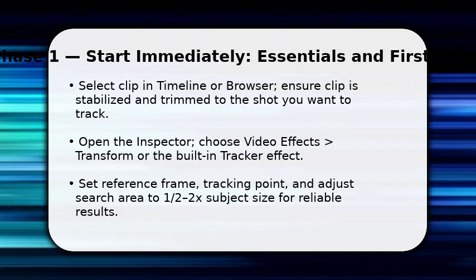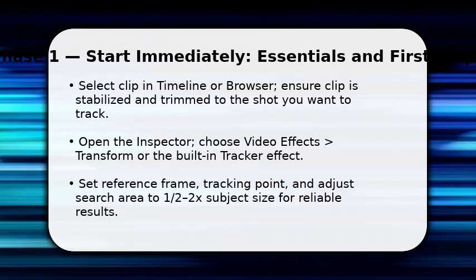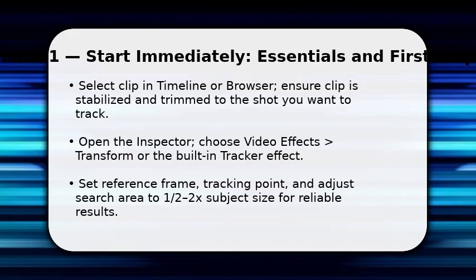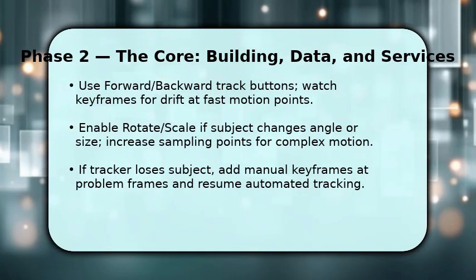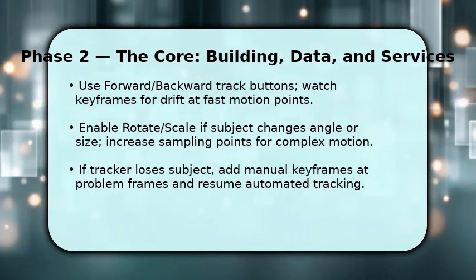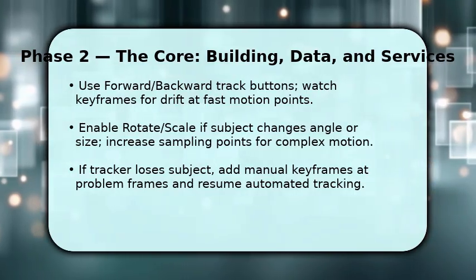Also, reduce noise and trim extra frames beforehand, since a clean reference frame speeds tracking and reduces drift. Set the search area roughly half to twice the subject size to balance accuracy and performance. Now run the tracker forward and then backward. You want to see consistent keyframe placement across motion.